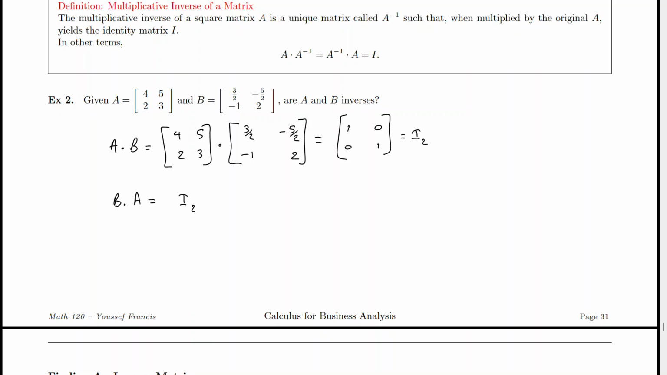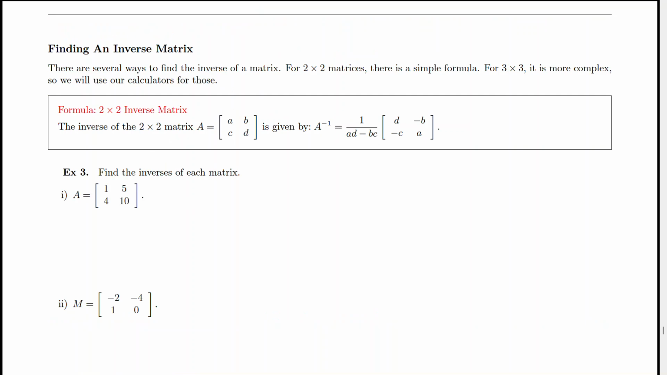Because the result is always coming out to be the identity matrix, we can say that A and B are inverse matrices. Now, find the inverse matrix given an original matrix. Suppose I have the original matrix A and I want to know the inverse matrix A inverse. How do I do that? For now, let's begin by using the formula that's provided to us.